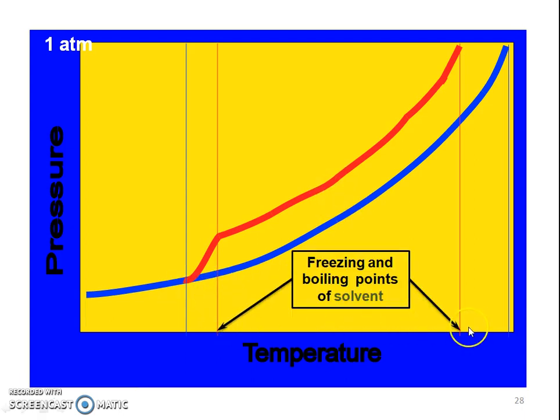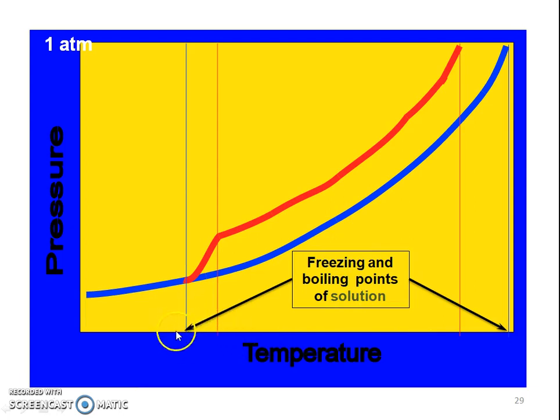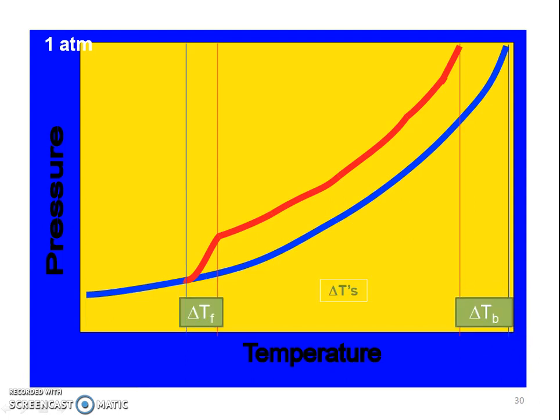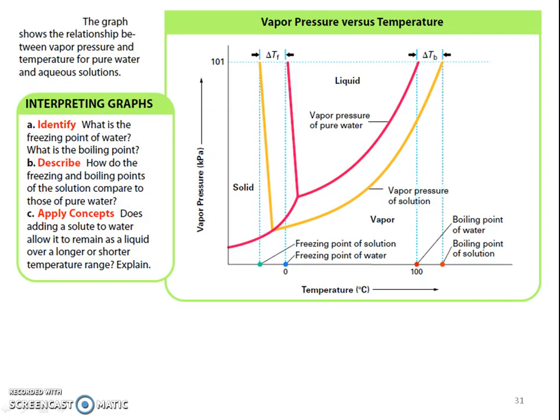So let's look at here. Here's our freezing and boiling points of the normal solvent of water, but if we add some salt to our solution now, we have now depressed our freezing point and elevated our boiling point. Okay, so that's where that change in temperature for F and B come into play. So pause the video, read, look at the graph, and see if you come up with the correct answers.